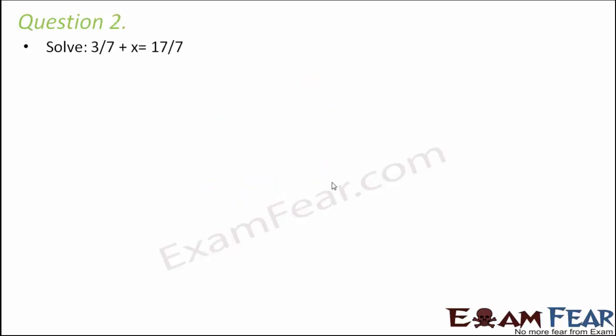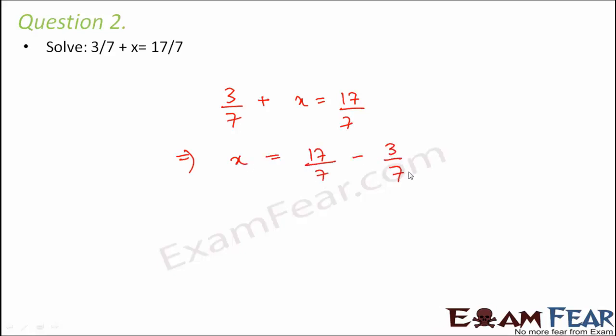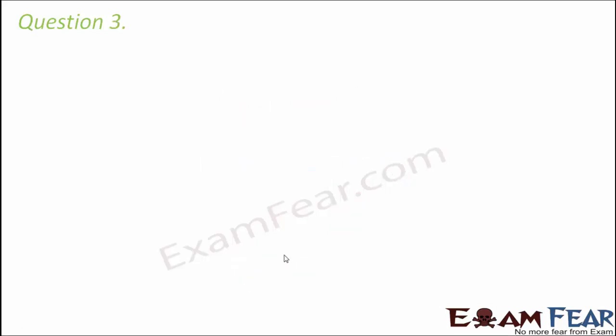Question number 2. Solve 3 by 7 plus x is equal to 17 by 7. So here also the same thing, let's keep the variable here, that is x, and let's transpose the constant to the right hand side. So we get this, so therefore this would be equal to 14 by 7, now 7 2s are 14, so x is equal to 2 would be a solution for this equation.